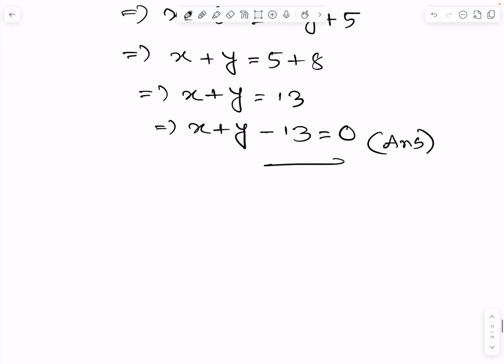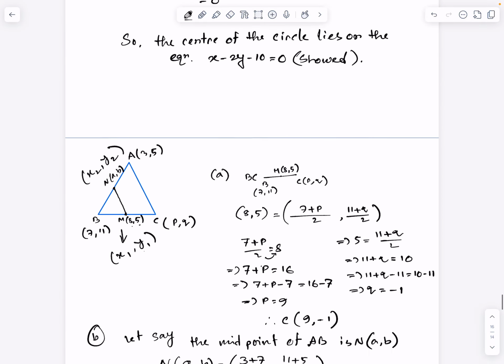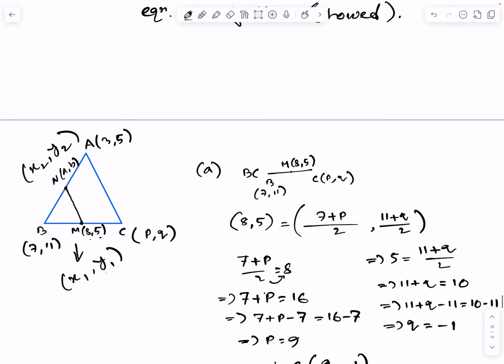Going forward, question number C. Question C is: show that the line of part B, from our figure, the line MN, is parallel to the line AC. So what do we know? To show two lines are parallel, we have to show that their slopes are equal.